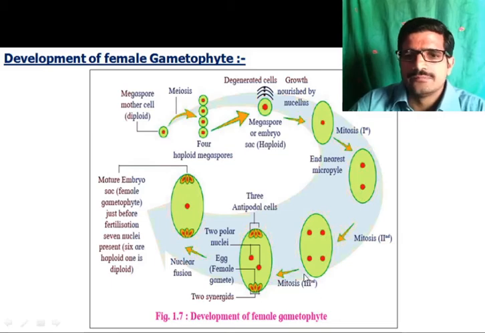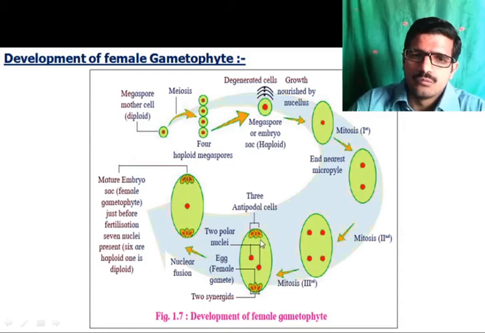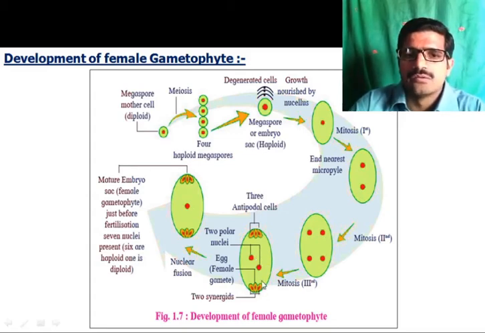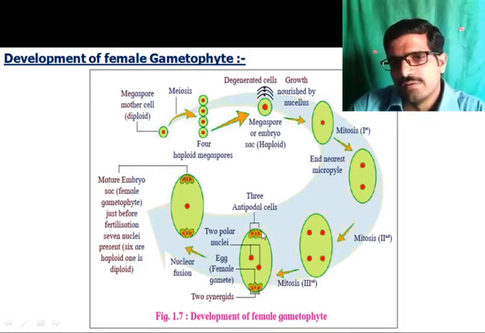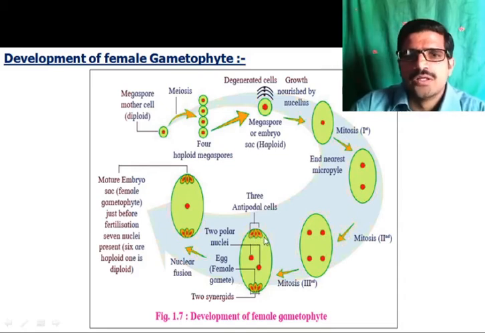So after that, from the chalazal end 1 nucleus comes to the center, and from the micropylar region 1 nucleus comes to the center. They form 2 polar nuclei, or they fuse together, called the secondary nucleus. 3 cells remain as they are toward the chalazal end. These are called antipodal cells or antipodals. They will degenerate after fertilization.